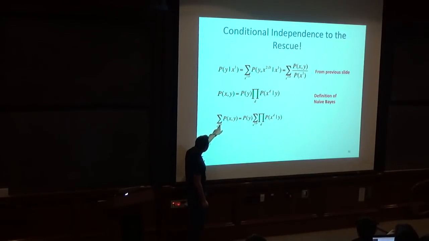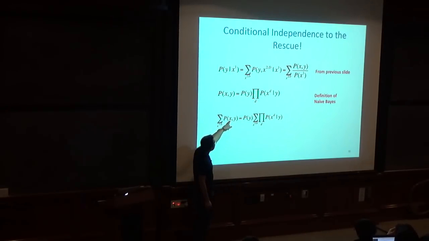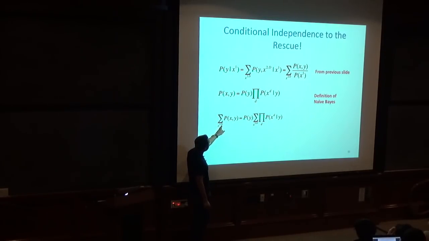We want to sum p of x comma y, where x1 is not a free variable and y is not a free variable, but x2 to xd are free variables. We sum over them.